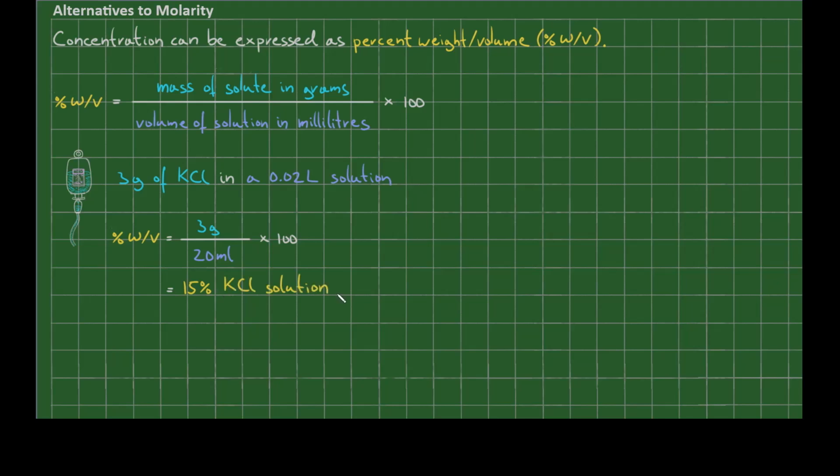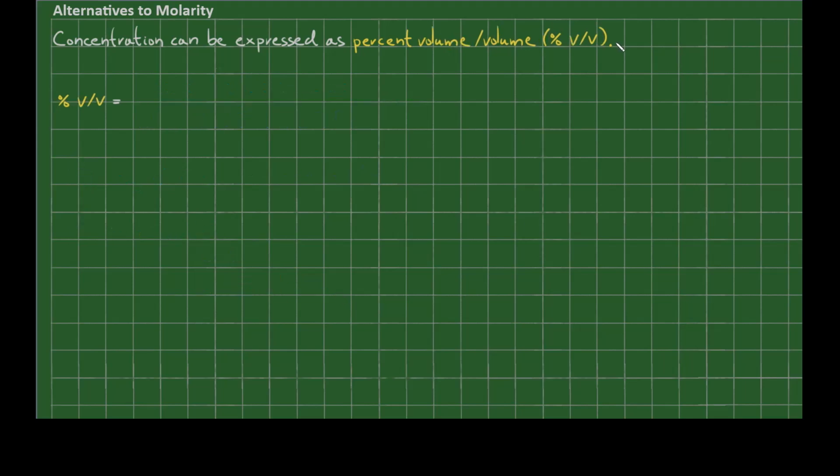Keep in mind that for this calculation to work, the units need to be correct. The mass of solute must be in grams, and the volume of solution should be in milliliters. So percent weight per volume is what we use when we dissolve a solid into a liquid, and in most cases that liquid is water. However, we can also dissolve a liquid into a liquid. In that case, our concentration is expressed as percent volume per volume, and the formula is rather similar. Now we have volume of solute in milliliters divided by volume of solution in milliliters as well, and once again we multiply the whole thing by 100.